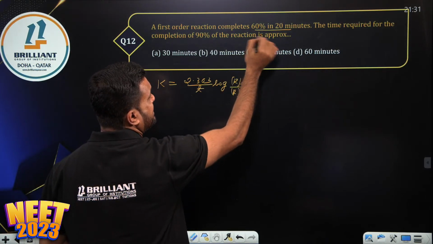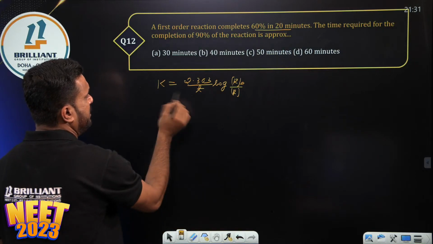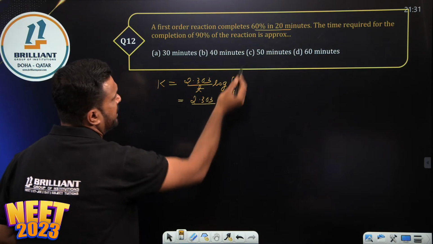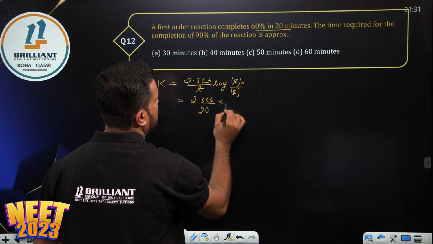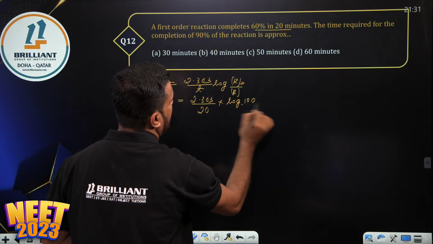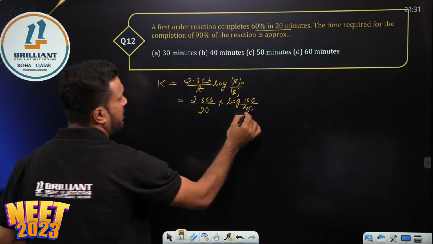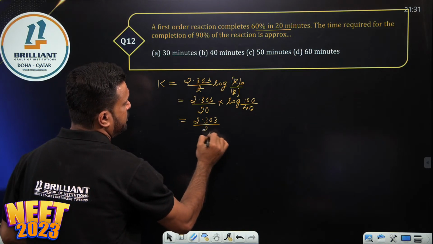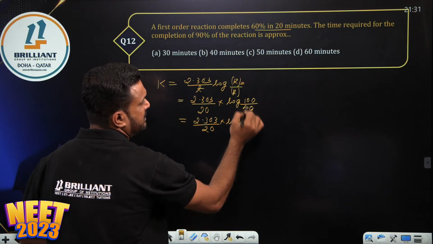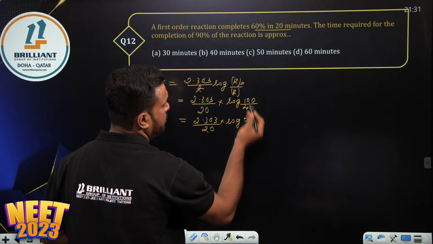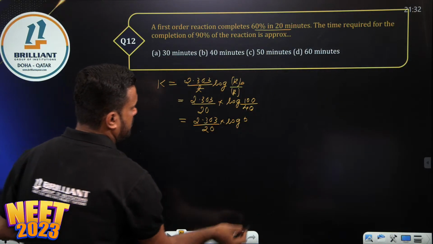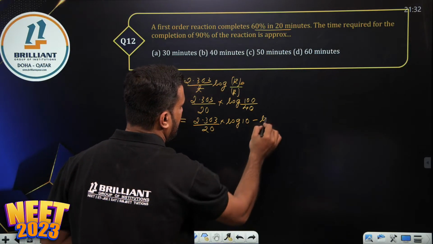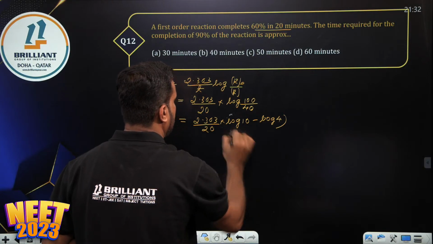60% completed means only 40 remains. So K is equal to 2.303 divided by 20 into log 100 divided by 40, which is 2.303 divided by 20 into log 10 by 4, or 5 by 2. You can also take it as log 10 minus log 4, whichever is easier.